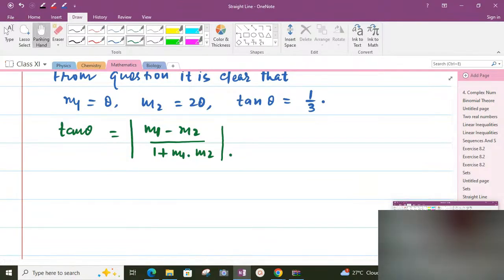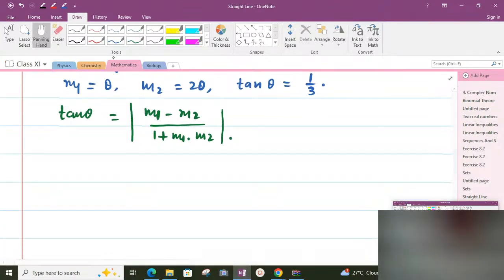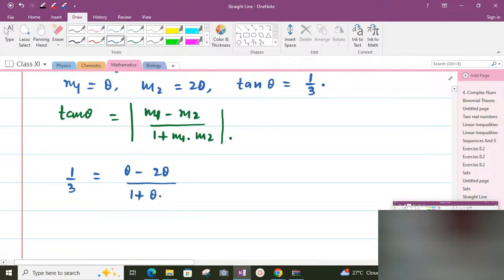There is no problem to understand up to this step. The value of tan theta is 1 by 3. The value of m1 is theta. The value of m2 is 2 theta. The denominator here will be 1 plus theta into 2 theta. Is there any problem understanding up to this step? So let's see here.